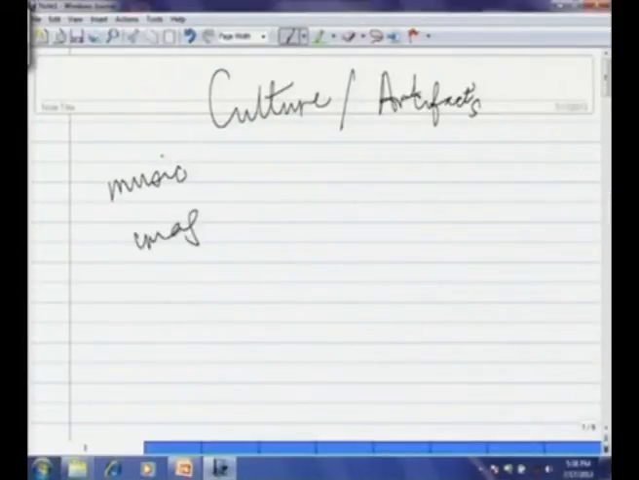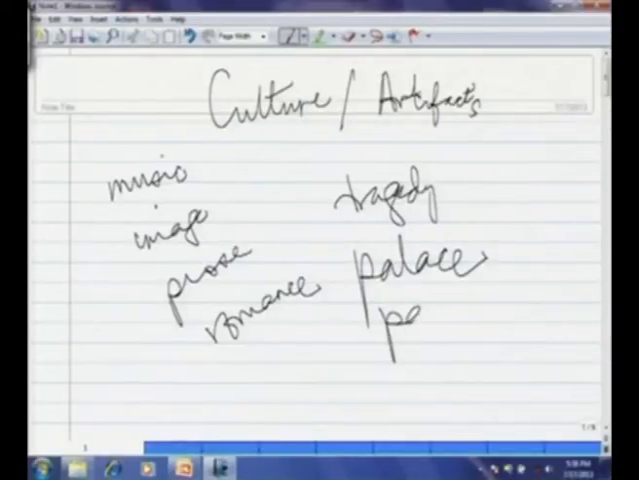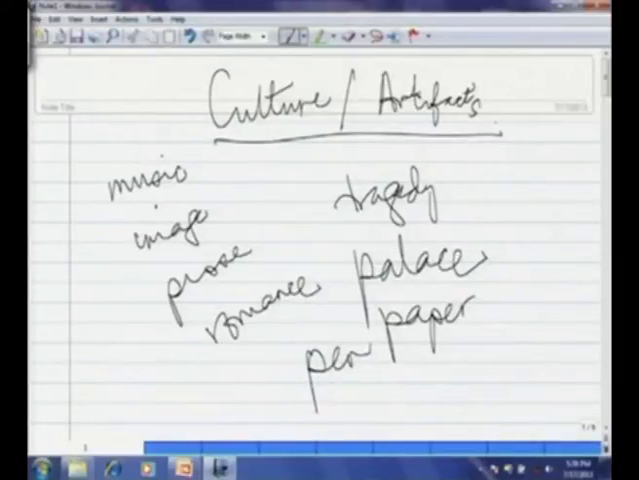Image, prose, romance, okay, tragedy, palace, paper, pen. Okay. So, this is another domain in which we find a number of borrowings from the French language.